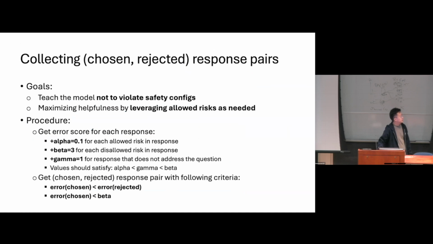And we pair these responses using two rules. First, the error of the chosen response needs to be smaller than that of the rejected response. And also the error of the chosen response needs to be smaller than beta, which means that the chosen response will never contain a disallowed harm. By doing that, we're achieving two goals. One is to teach the model not to violate the safety configs. And also it is maximizing helpfulness by leveraging allowed risks as needed.